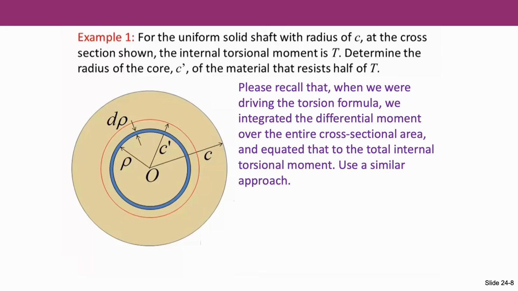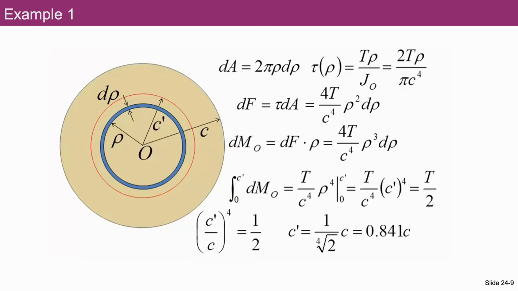So please recall that when we were deriving the torsion formula, we integrated this small differential moment over the entire cross-sectional area and equated that to the total internal torsional moment. And please use a similar approach here. Now let's start. For this purpose, we will again define a differential area. This differential area has a thickness of d rho and it is located at a radial position of rho. Our element is a differential ring this time.